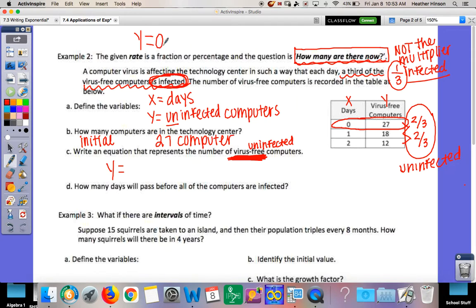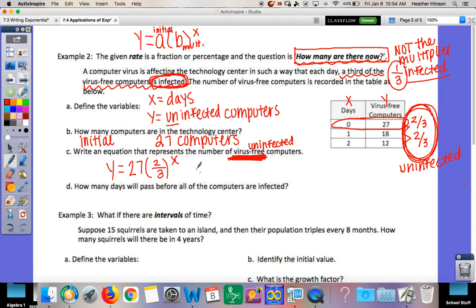So for our equation, again, you have y equals a times b to the x. A is your initial, your y-intercept, and b is your multiplier. So what's your initial? Your initial was 27 computers. And what's your multiplier for the virus-free computers? The uninfected. That's 2/3. That's the one we're going to use. So 2/3, and then as always, x is going to go at the top.